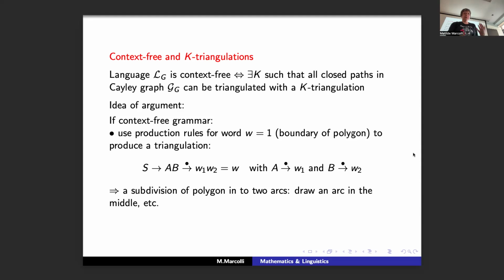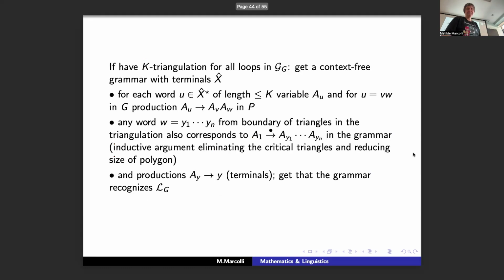And the fact that it's context-free is exactly what tells you that it doesn't matter, these same productions apply everywhere. And so for that reason, you can have a uniform bound on how you do this, because it doesn't depend on where you are in the graph. And conversely, if you have this kind of uniform triangulation, then it means that your production rules can be made context-free, because you can apply the same ones with the same lengths everywhere.